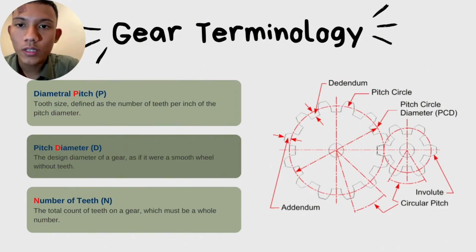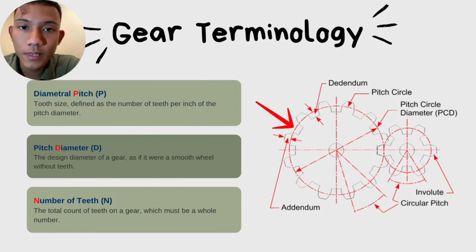Before I go to the gear types and their application, I will explain three basic terms in a gear. The first one is diametral pitch. This simply refers to the size of the gear teeth. A higher diametral pitch means the teeth are smaller. In aircraft system, these smaller gear teeth help gears run smoothly and accurately.